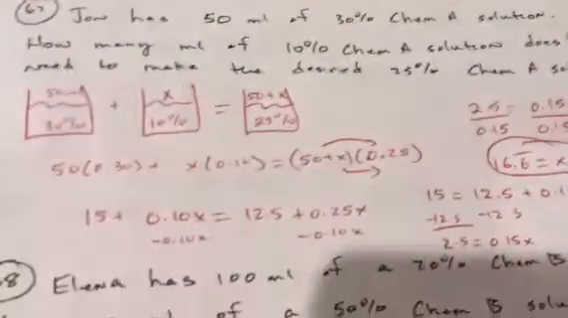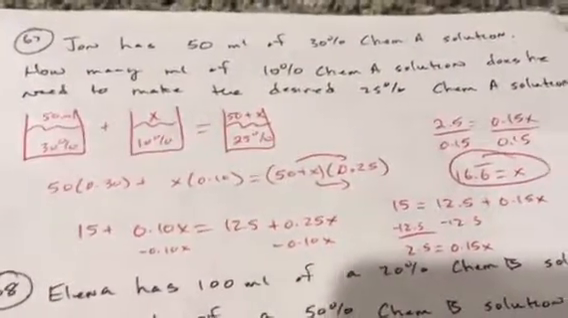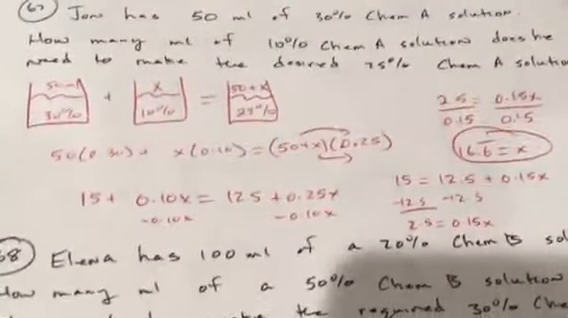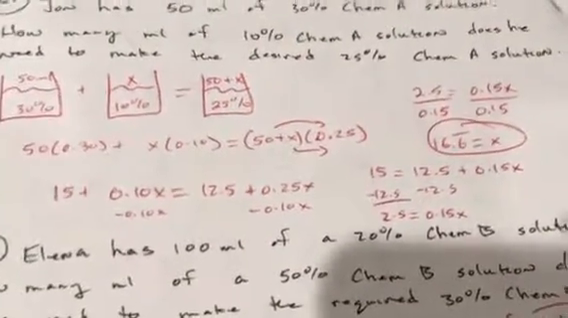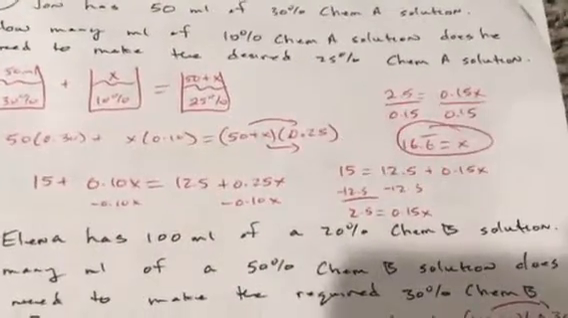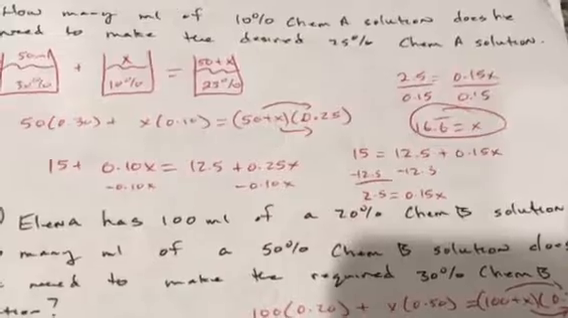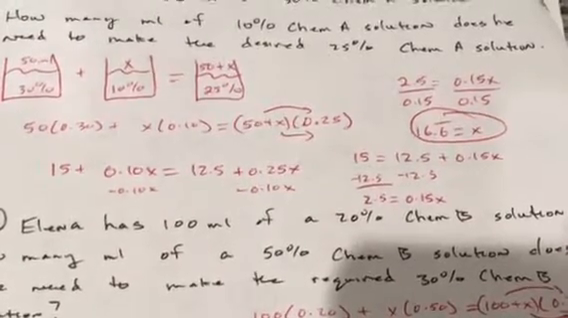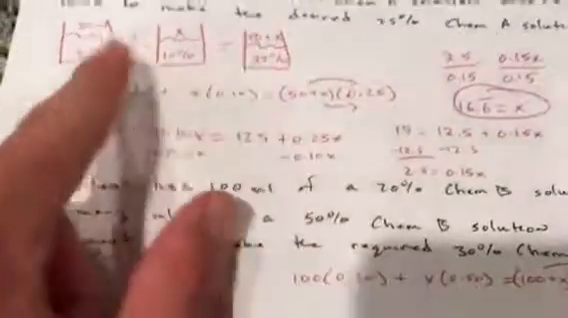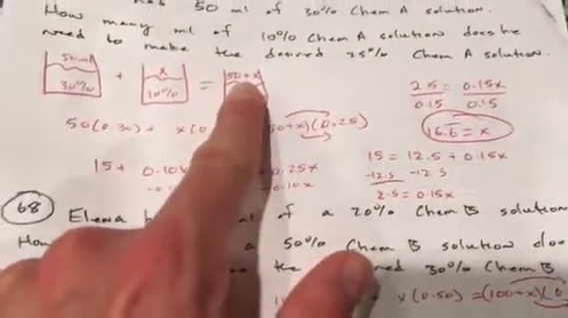50 milliliters of a 30%, 50 times 0.30, and you're going to add 10% of an unknown amount, equal to 50 plus x times 25%. Again, take a look here, it's just simple. Move the 0.1x over. Got some decimals. Again, if I'm adding x to 50, my total amount is 50 plus x.